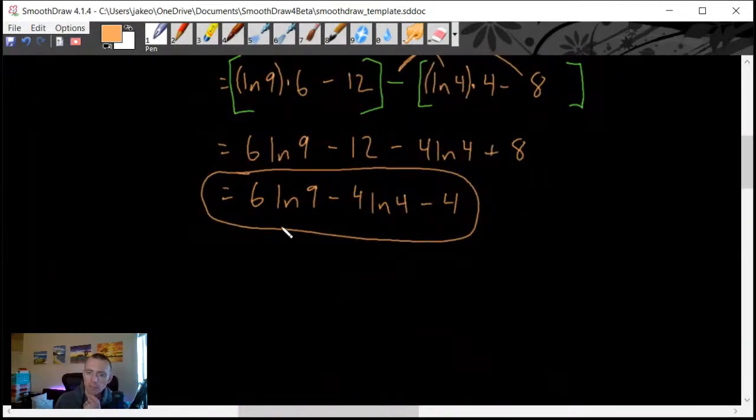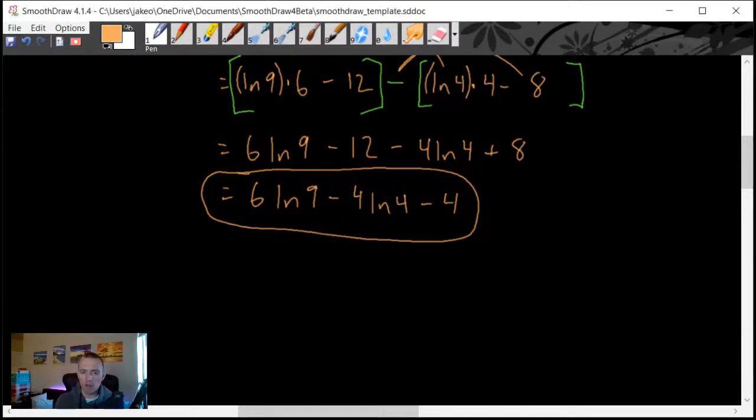What do you notice about this? There are no y's in it. There's no variable in this thing here. We just have 6 times ln of a number minus a number times ln of a number minus a number. This is all one big expression that we could plug into a calculator, and the calculator would return us one single number that it is all equal to. So definite integrals give you a number when you're evaluating them.